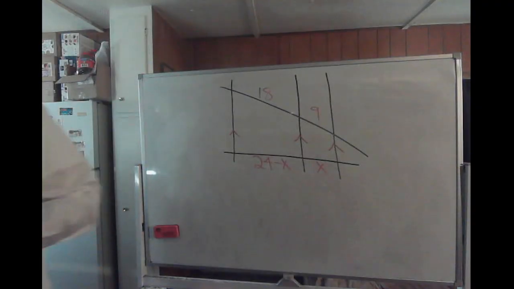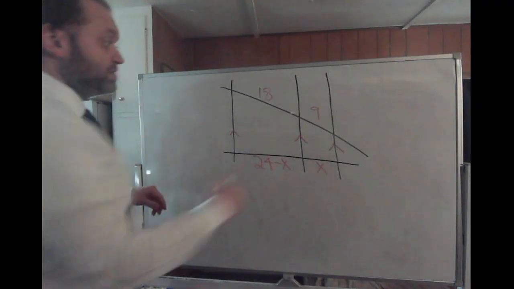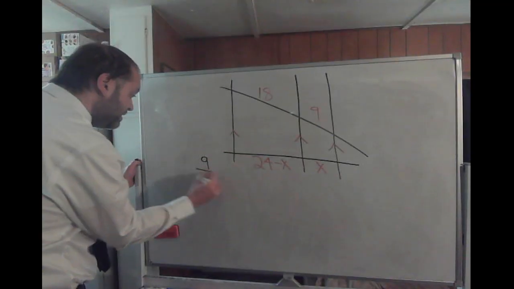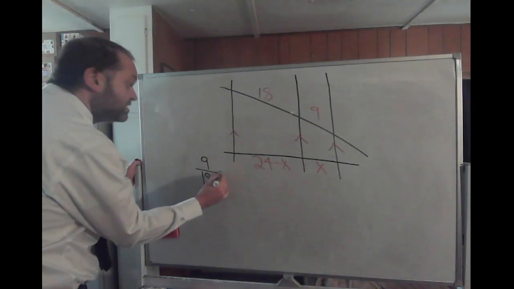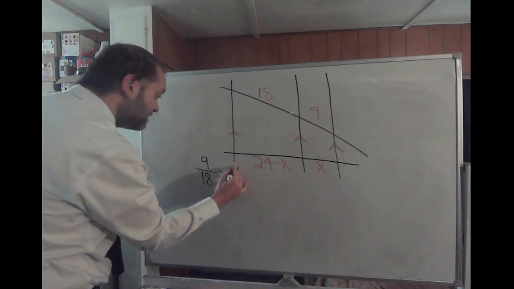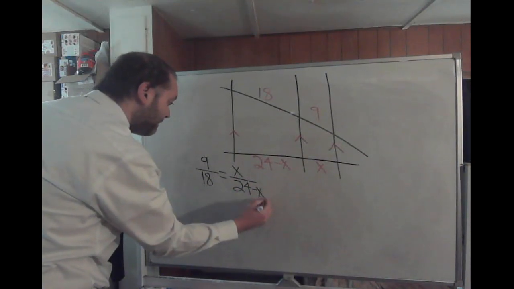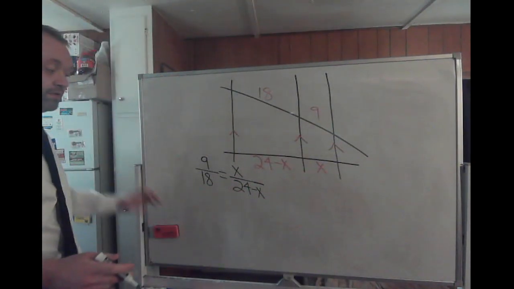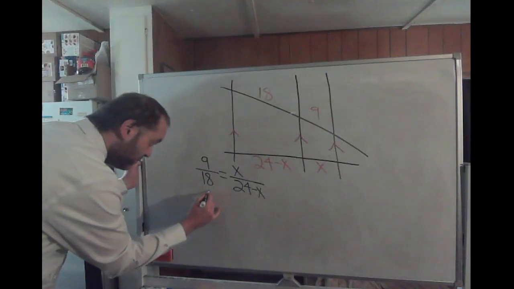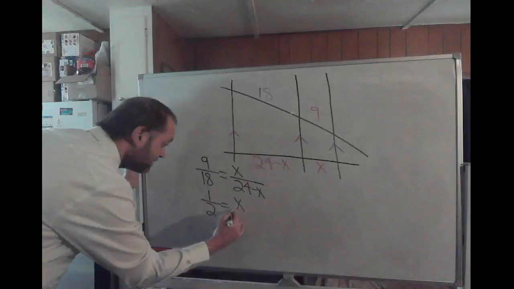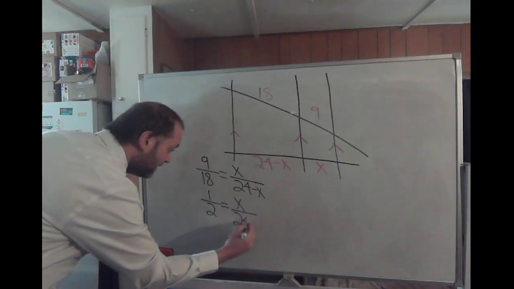So once again, we have to solve for the value of x. Well, let's take 9 to 18. 9 to 18 is going to equal x to 24 minus x. Before we go any further, 9 to 18 simplifies into 1 to 2, right? So now you'll have 1 to 2 is equal to x over 24 minus x.